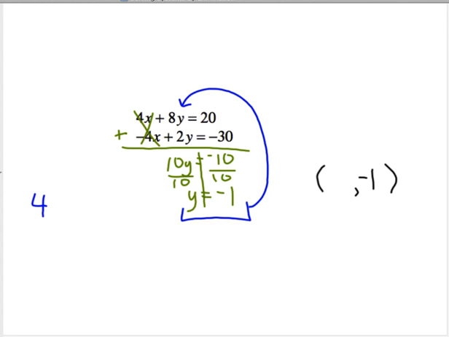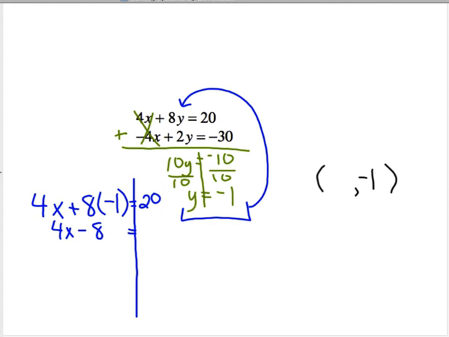So I'm going to rewrite the top equation, but instead of y, I am going to substitute negative 1. Combine, move, isolate: 4x, 8 times negative 1 is negative 8, equals 20. I'm going to move everything away from my variable. Now I am going to isolate my variable, and I get 20x equals 7. So my solution is the coordinate 7, negative 1.